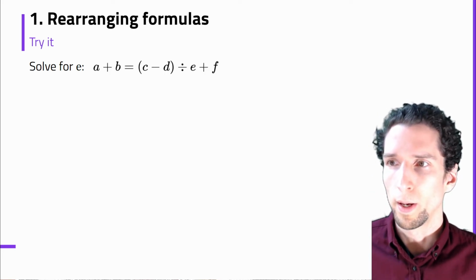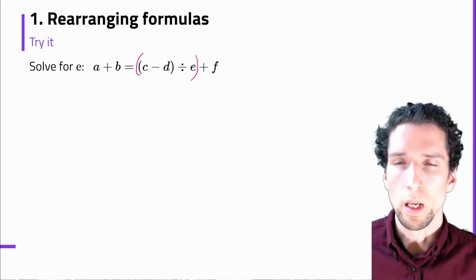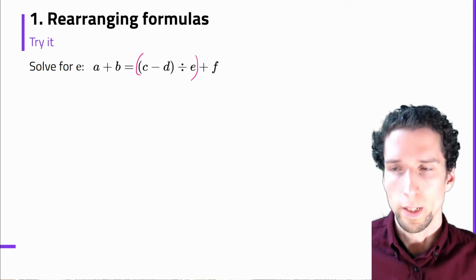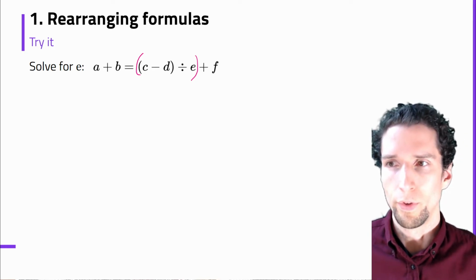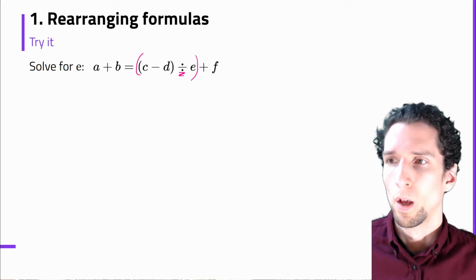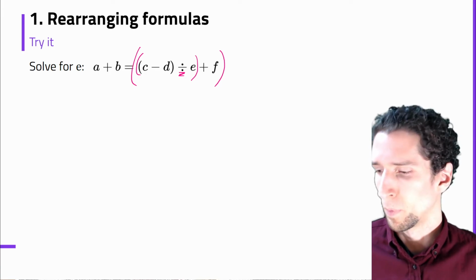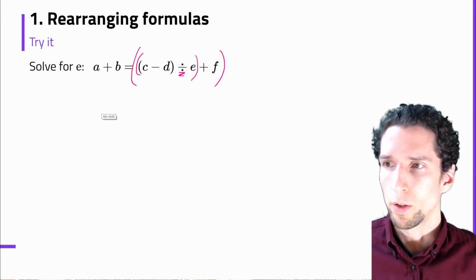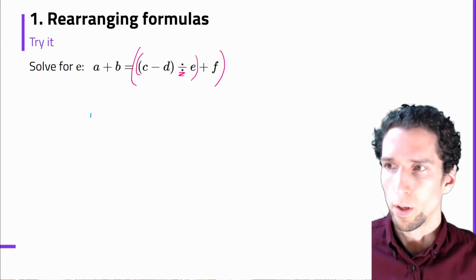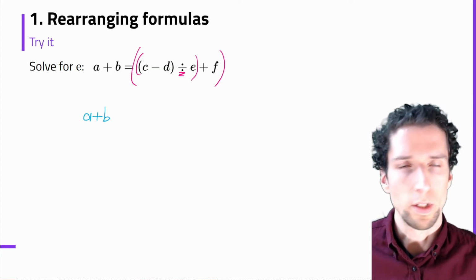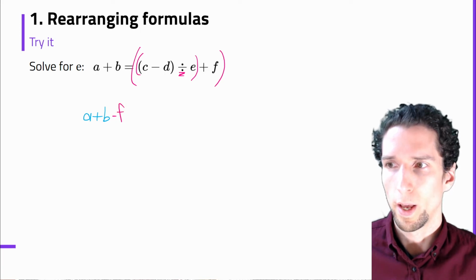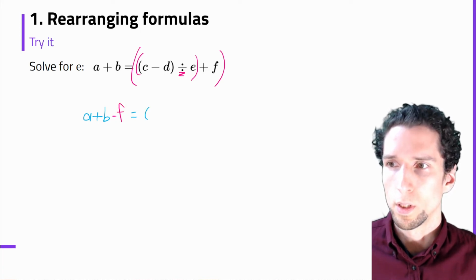So what we do care about is this division here. C minus D as a block, as a whole, is being divided by E. So that division is the thing we're going to have to focus on. And then outside of that, we have this plus F. So the plus F we can do pretty easily first. So A plus B, and just subtract F from both sides, minus F equals C minus D divided by E.